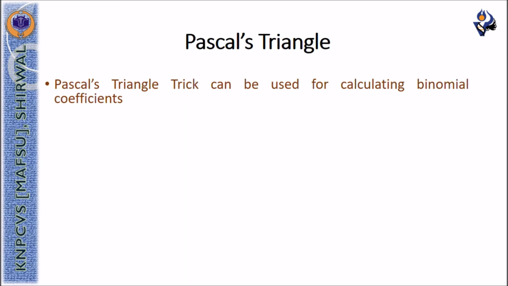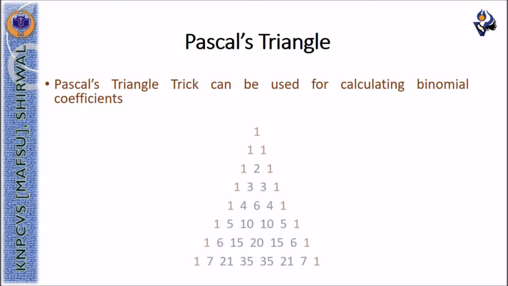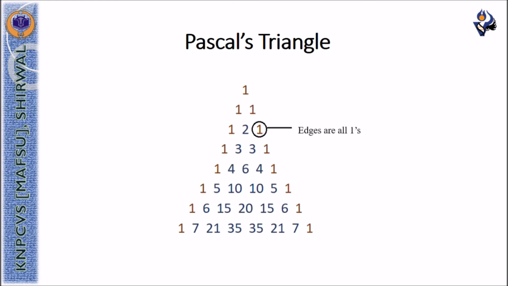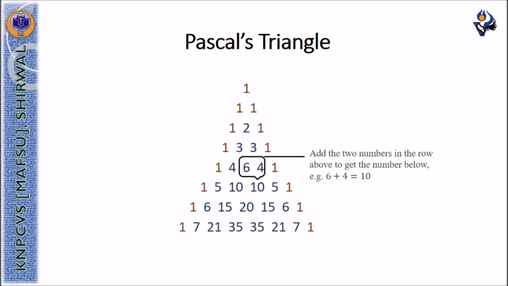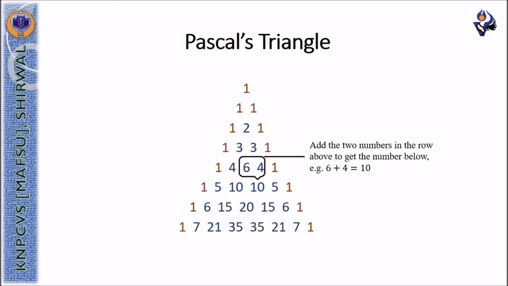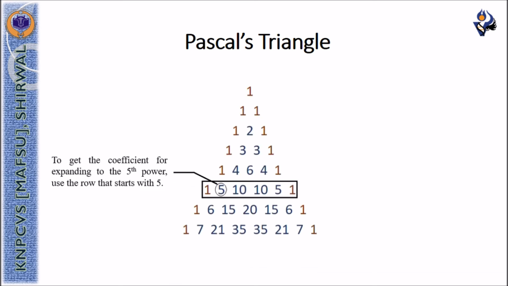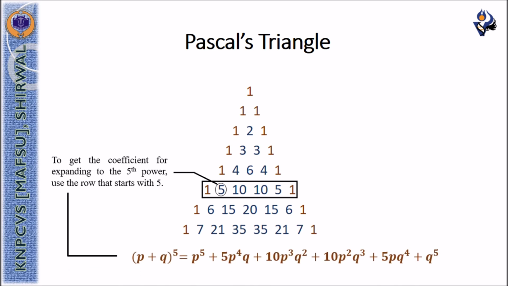Pascal's triangle can also be used for calculating the binomial coefficients. This is a Pascal's triangle where all the edges are 1 and the two numbers in the above row are added to obtain the number below. And thus the triangle proceeds. To get the coefficients for expanding to the 5th power, we will be using the row that starts with 5, and the numbers will be used as the coefficients of the corresponding terms.